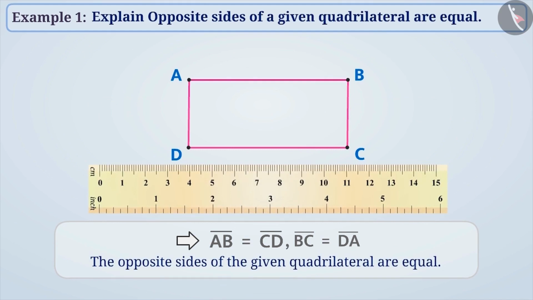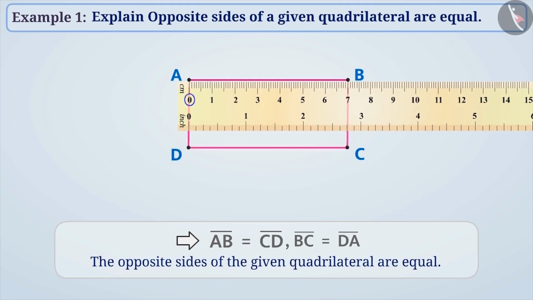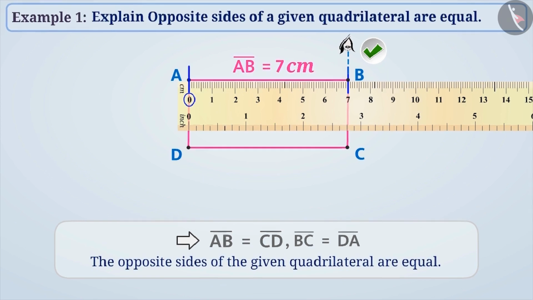For instance, we will place the ruler along line AB in such a way that the mark 0 is exactly on the point A. Then we will note the mark where point B is placed on the ruler. Keep in mind, while looking at the mark on the ruler, it is important to place the eye just above the mark. With this, we find that the length of AB is 7 centimeters.